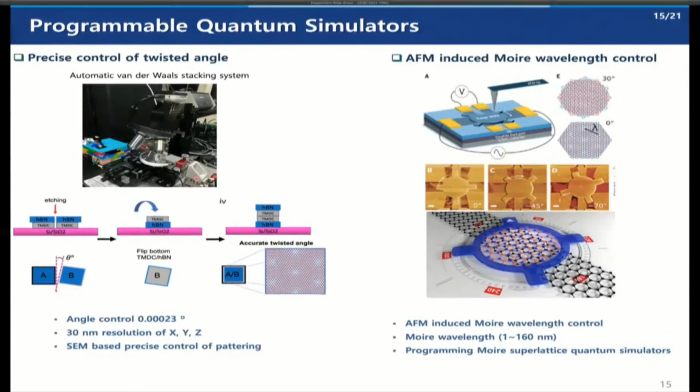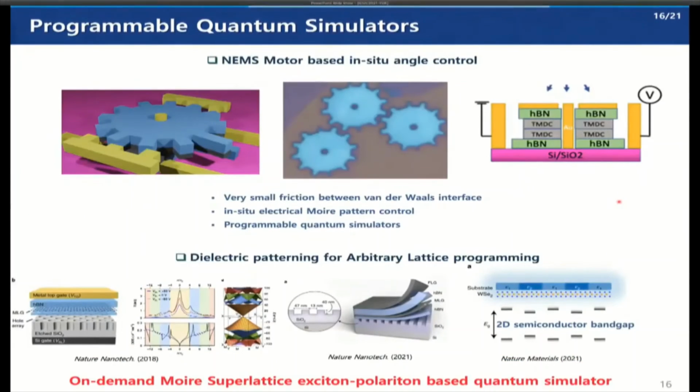And then also, using nano patterning, we will get precise control of the angle of the device. Another strategy is using AFM tips, where we can continuously control the angle, and then measure and change the interaction. Another approach is making an in situ MEMS motor, to control the precise angle without bringing the sample out of the measurement setup.